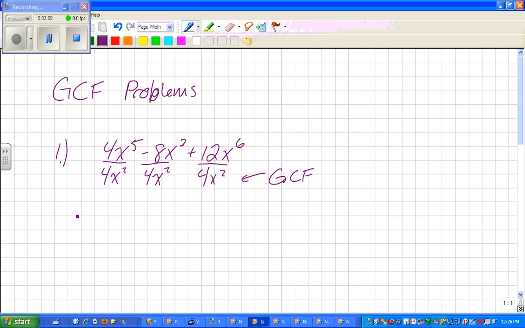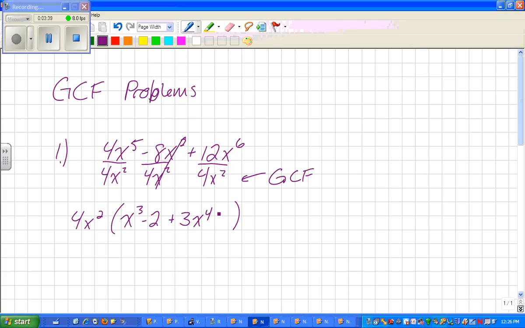We are going to pull that GCF out, so 4x squared comes out, and then you just have to tell me what's left when you do the division. 4 divided by 4 is 1. X to the 5th, you had 5 x's, but you took 2 out. X to the 3rd. Negative 8 divided by 4 is negative 2. You had 2 x's, but you took 2 out, so they're gone. They've canceled. 12 divided by 4 is 3. You had 6 x's, but you took 2 out.